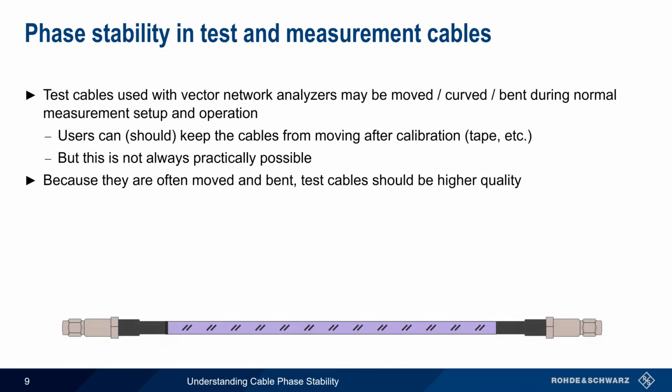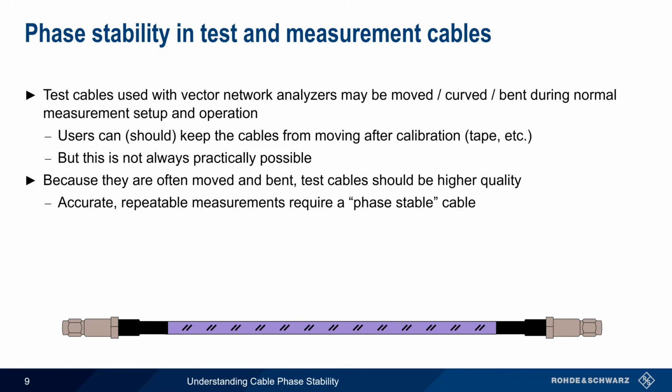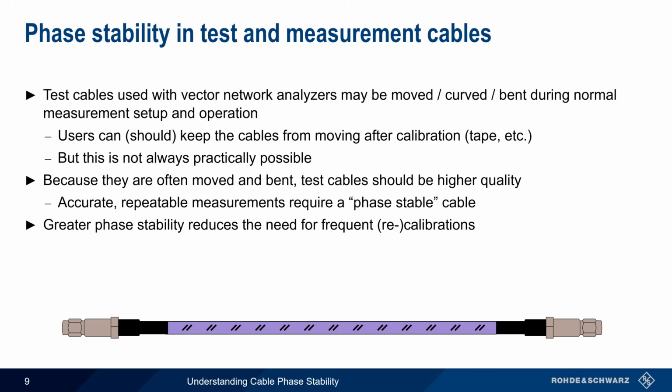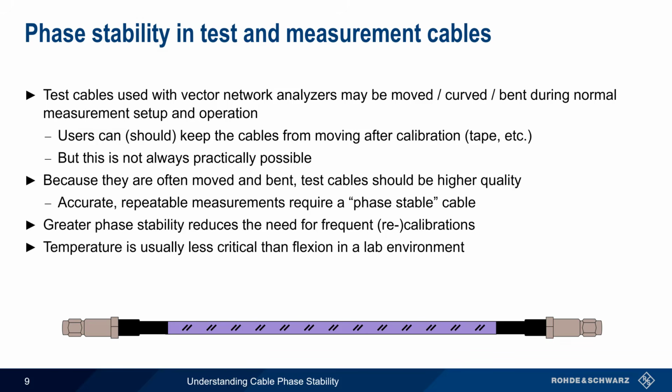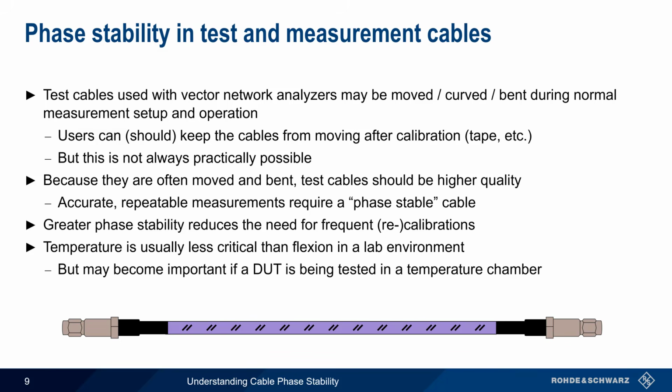Because of this, the cables used in test and measurement applications should be high quality, and a phase-stable cable is very important in ensuring both accurate and repeatable measurements. You may hear these kinds of cables called metrology-grade cables. One additional advantage of using phase-stable cables is that they can reduce the need for frequent recalibration, which in turn reduces time and effort. With regards to temperature, resistance to phase changes is less important in a lab environment, but it may become important when a device under test needs to be tested under a range of temperatures in a temperature chamber.